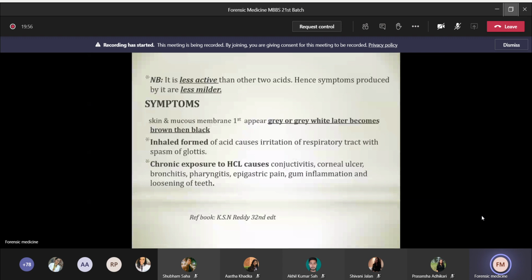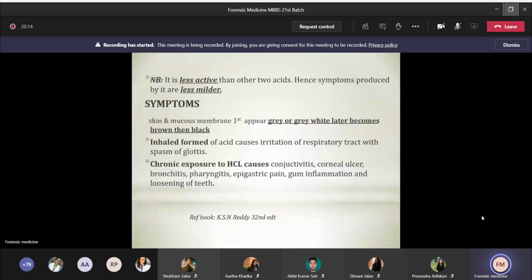In case of the inhalation form, there will be irritation of the airway tract. And symptoms include complaints of coughing, shortness of breath, dry throat, dry cough, etc. And there is also a spasm of the glottis.